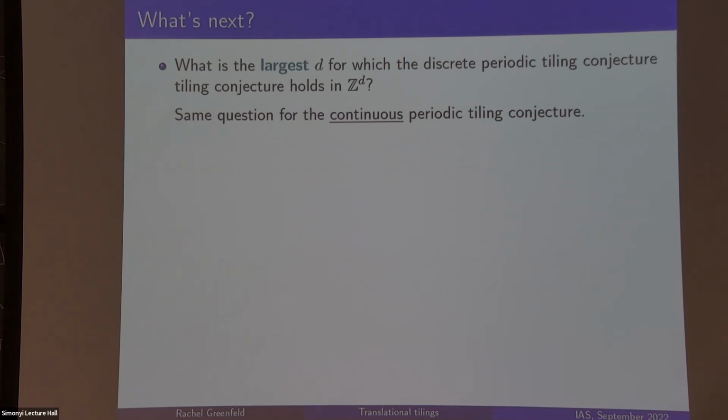But this is the question that I was about to ask: what is the optimal D? Where exactly does the conjecture start to fail? The continuous one and the discrete one, we can ask the same question.